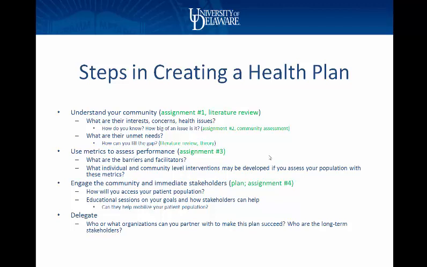So what are the barriers and facilitators? What individual and community level interventions may be developed if you assess your population with these metrics? And then finally, in 4, you need to identify your immediate stakeholders and engage them. So how will you access the patient population? And educational sessions on your goals and how stakeholders can help. Can they help you mobilize your patient population?